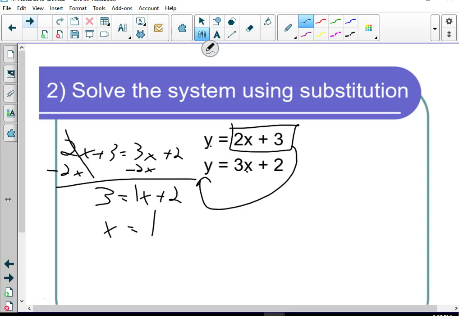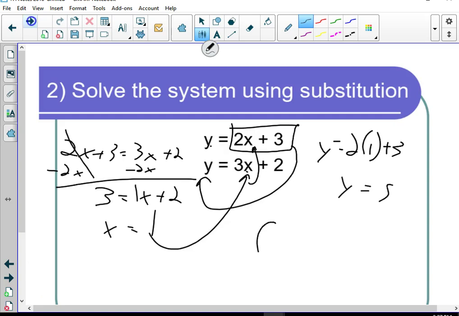Subtract 2. X is going to be 1. Once I get that 1, I can plug it into either one of these, here or here. It makes no difference. 2 times 1 is 2 plus 3 is 5. 3 times 1 is 3 plus 2 is 5. So when I plug it in, I get 5. My last step is to write 1, 5.